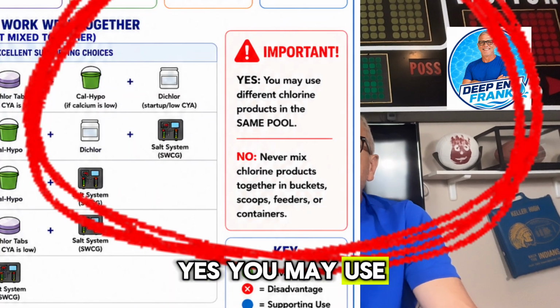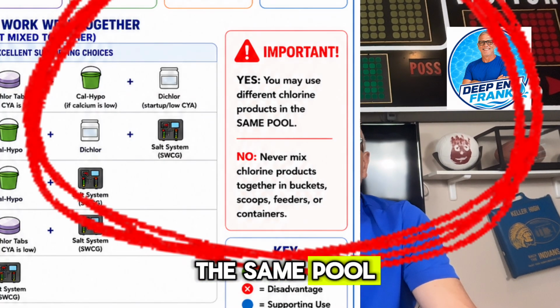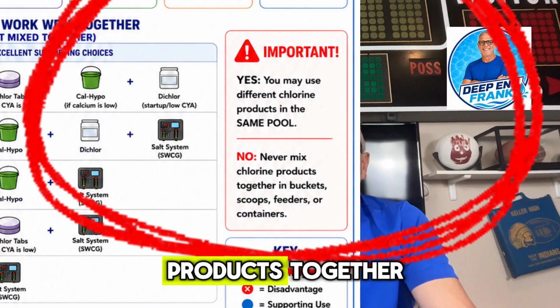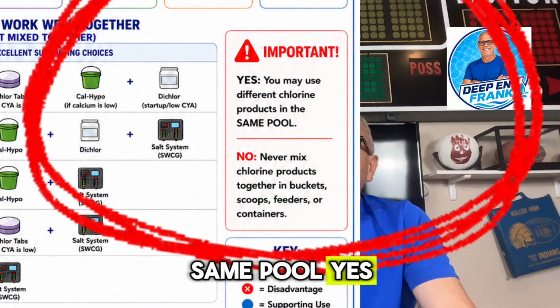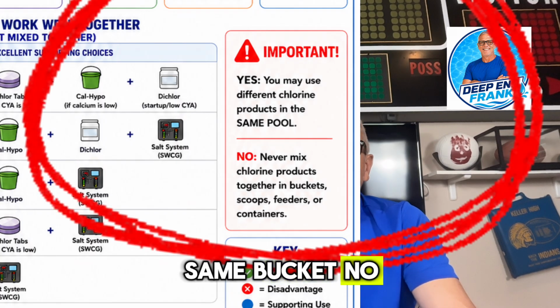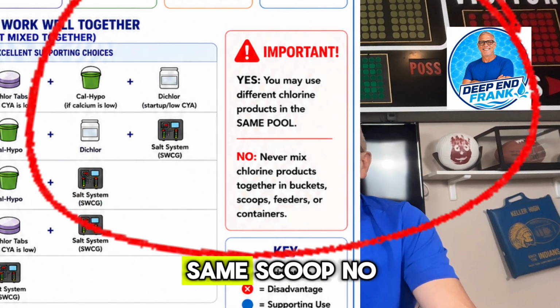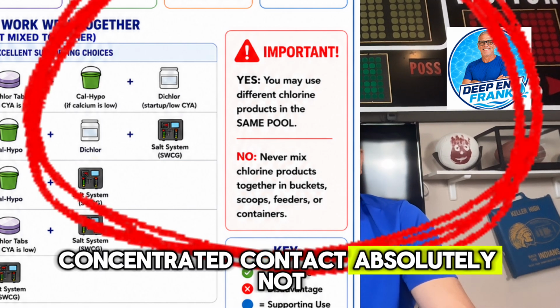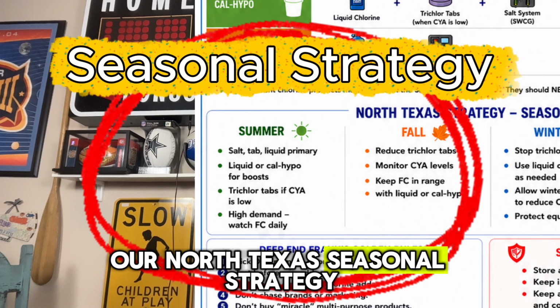Yes, you may use different chlorine products in the same pool. No, you must never physically mix different chlorine products together. Same pool, yes. Same bucket, no. Same feeder, no. Same scoop, no. Concentrated contact, absolutely not.